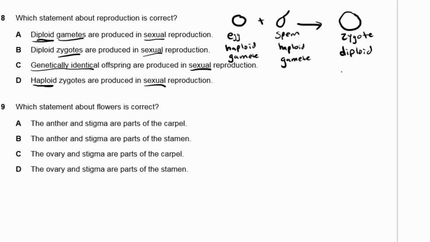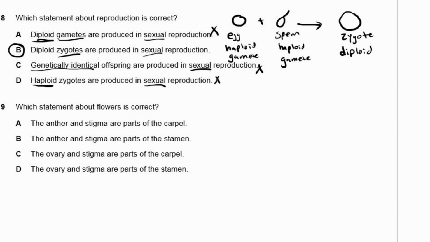Okay. All right. Now, are these going to be genetically identical? Is a zygote going to be genetically identical to this and this? No, both of those are different, so you can't have it identical to both of them. Okay, so we know that this one definitely is not correct. Okay, so let's look at these. Diploid gametes are produced in sexual reproduction. That's a diploid zygote is produced. It's not that one. Diploid zygotes are produced in sexual reproduction. Well, yes. Okay, and haploid zygotes are produced in sexual reproduction? No, we need 2 sets of DNA, 2 sets of chromosomes, so it's not that one.